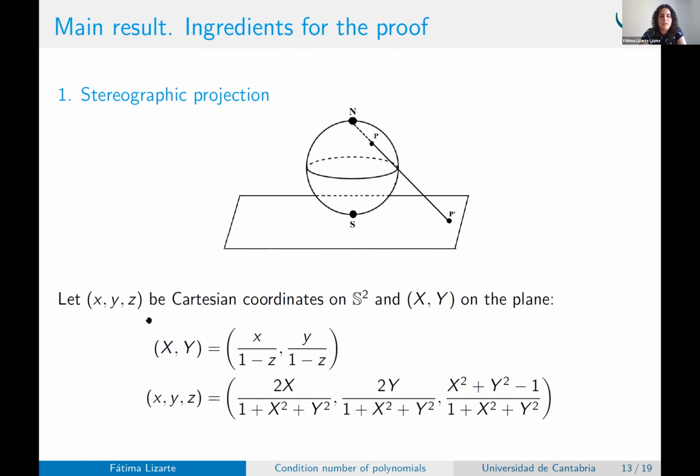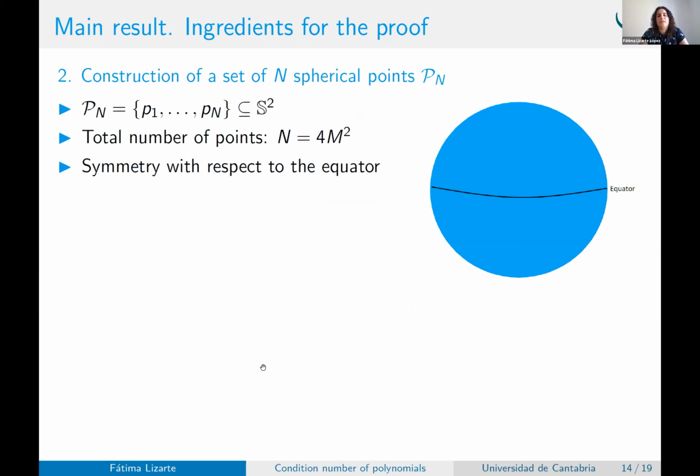Analytically, with this notation, we use this formula for projecting a point on the sphere to a point in the complete plane. And in the positive case, we use the other one. So thanks to the stereographic projection, each point on the sphere corresponds uniquely to a point in the complete plane. Next, we construct a set of spherical points which are, under the stereographic projection, the roots of the well-conditioned polynomials of our sequence.